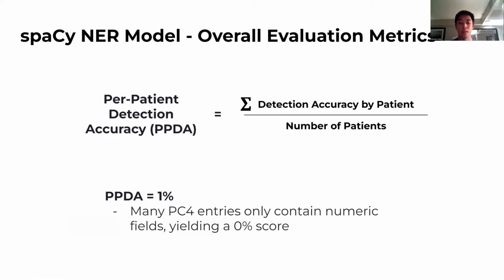We also create an aggregate metric, the per patient detection accuracy or PPDA. The PPDA is the average percentage of a patient's PC4 database entries that our model extracts. The PPDA is quite low at 1%. Upon investigation, we found that this is because a large portion of PC4 entries solely contain numerical fields, whereas the current model only performs well on string-based fields.